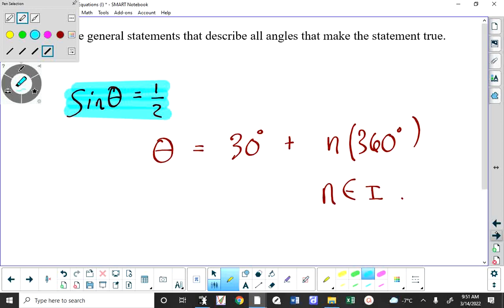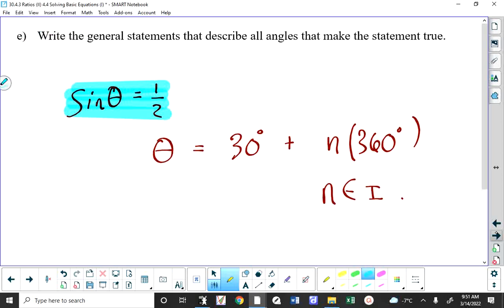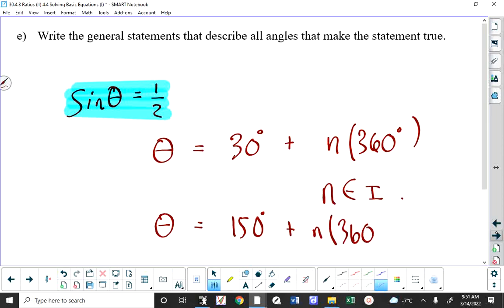There's another way to do it with whole numbers that I will show you in a second, but I would prefer this. We can also write theta equals 150 degrees plus multiples of 360 degrees, where n is an integer. So n is an integer for both of these. If you put n as a whole number, then you need to put plus or minus. And you might see that from time to time. Now, are there any questions with the warm-up?